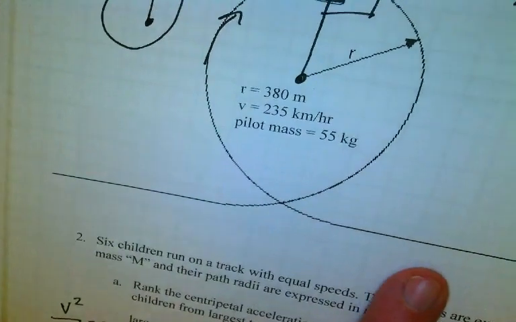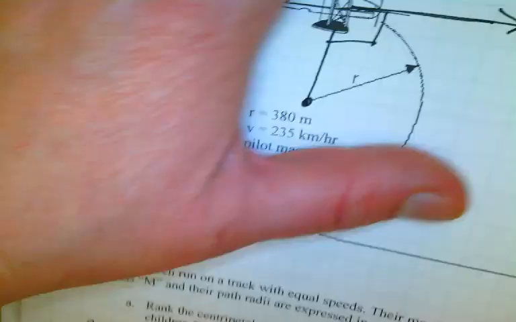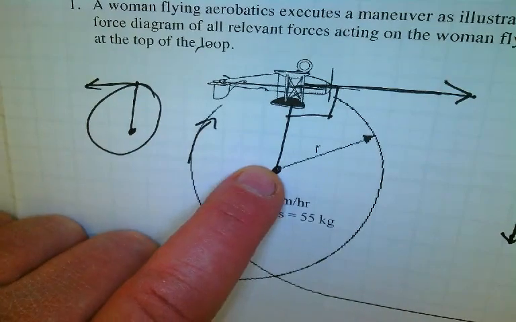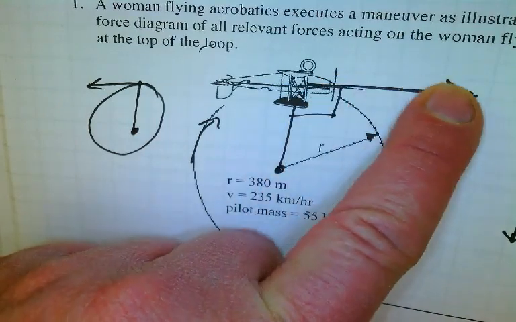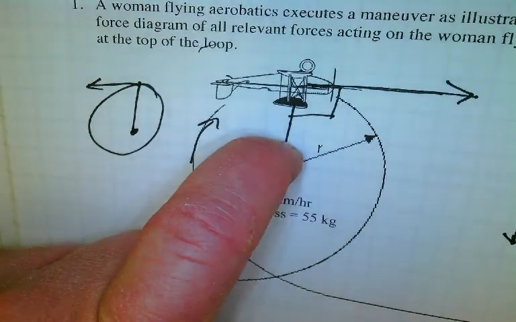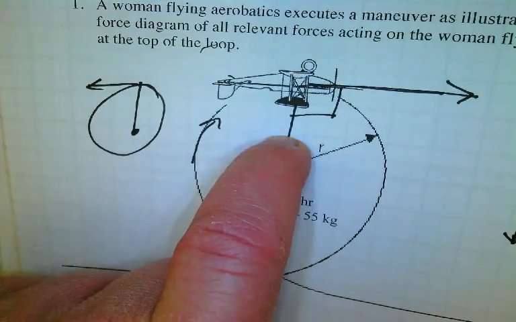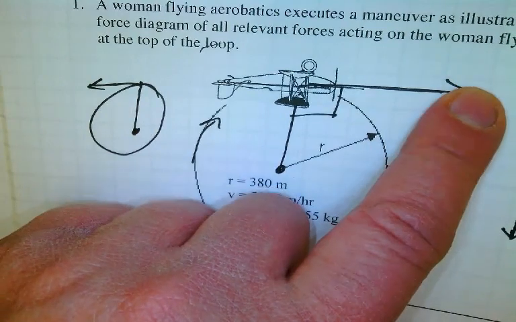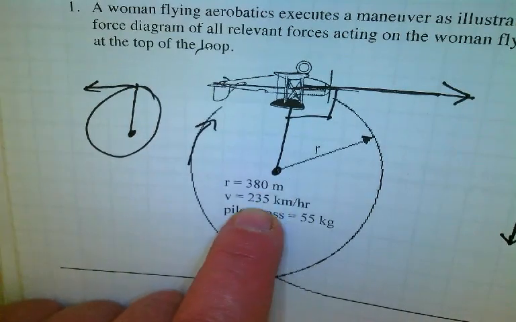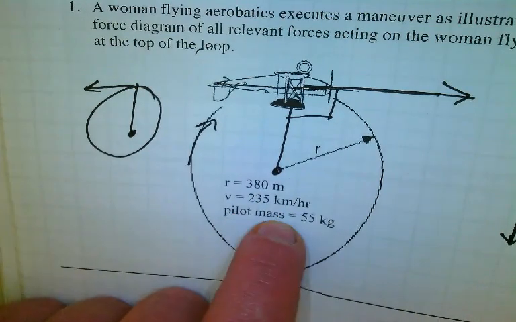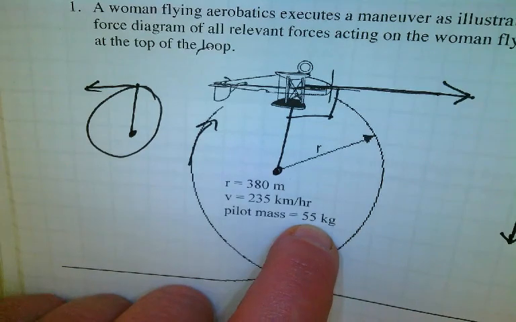So we have a woman that is doing some aerobatics, and she is going in a circle. Okay? So notice what I added to the circle. I have the center. I made the line, so that if this force right here, whatever it is, is broken, she'll end up going this way. Okay? So the radius of the circle is 380 meters. She's going this fast, so we're going to have to change that to meters per second. And she has a mass of 55 kilograms.